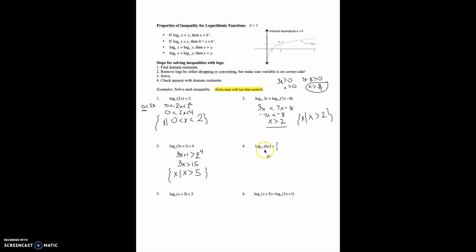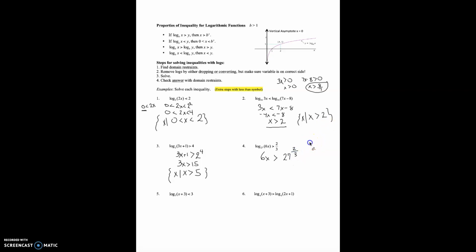So hopefully you're thinking to yourself, all right, it's greater than. We don't need to worry about setting 6x to be greater than 0, and I'm going to write the 6x down here, and then I have 27 to the 2/3 power. And I want you to think back, 27 to the 2/3 power.